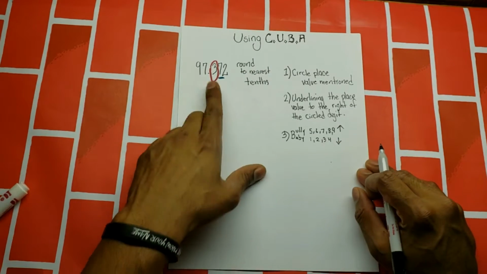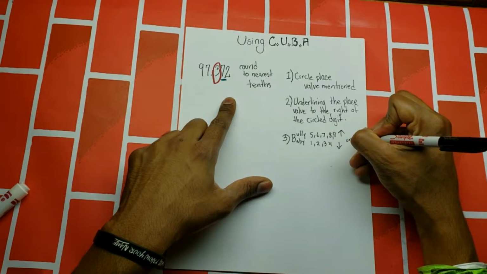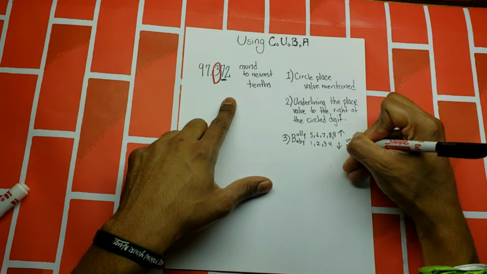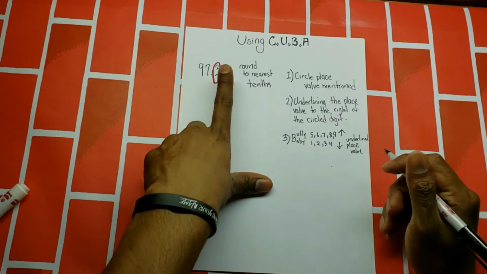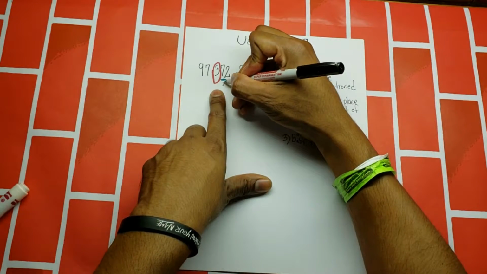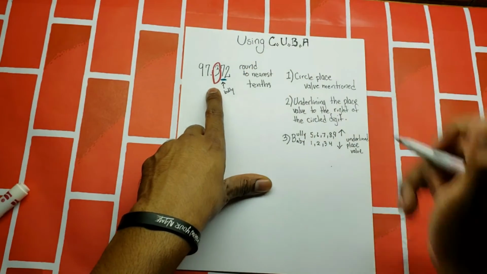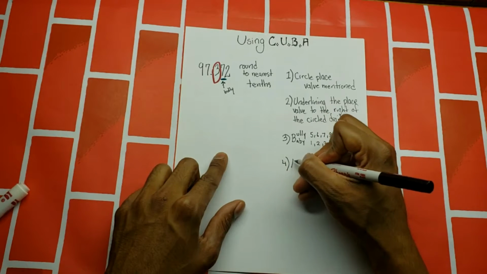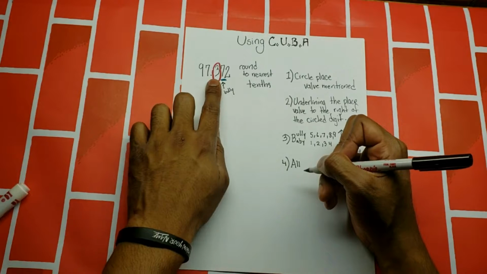So let's look at our underlined number. So let me write that too. Underlined place value. And we have the 7. Our 7 is a bully. So I'm going to just indicate that here. Bully.